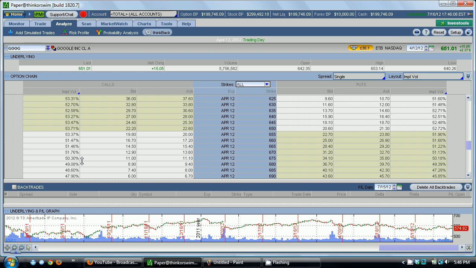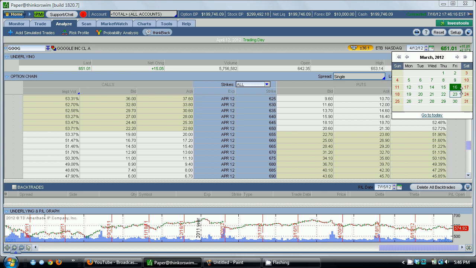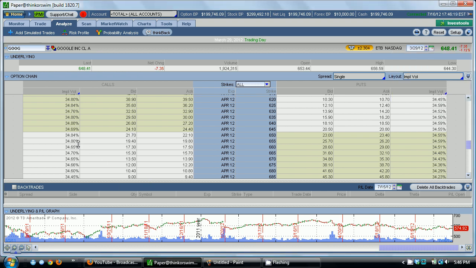Okay, so let's actually quantify this. Let's just say 53% here, and a week and a half before we are at, let's just say 35%. So the implied volatility is 18% higher the day before earnings than it was a week and a half ago. If we just take the April 650 option, we're going to adjust the parameters and add 18% to the implied volatility and see what it does to the actual option price.